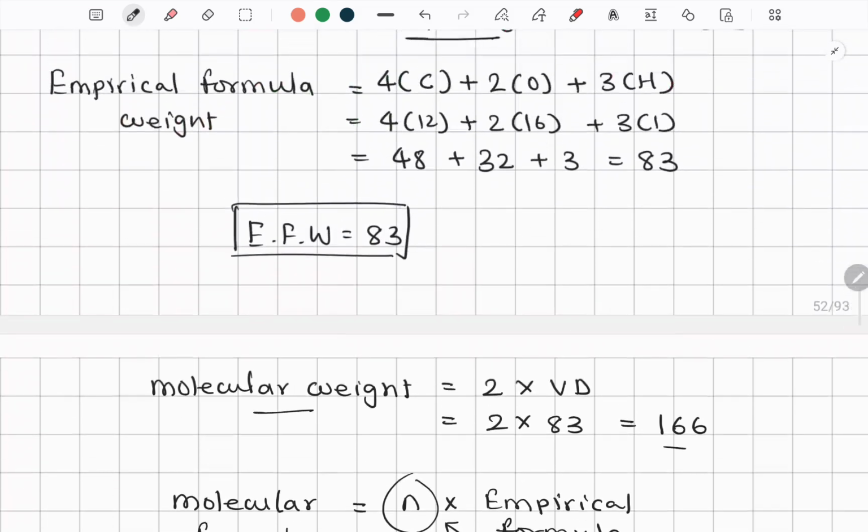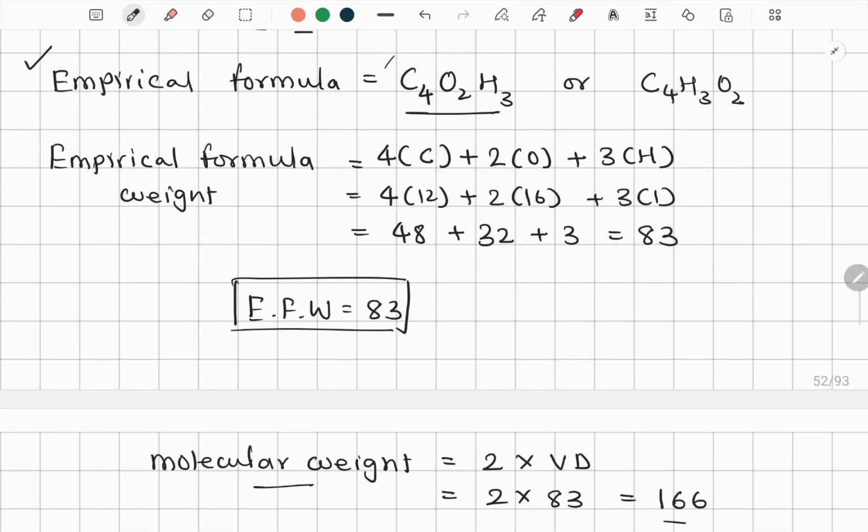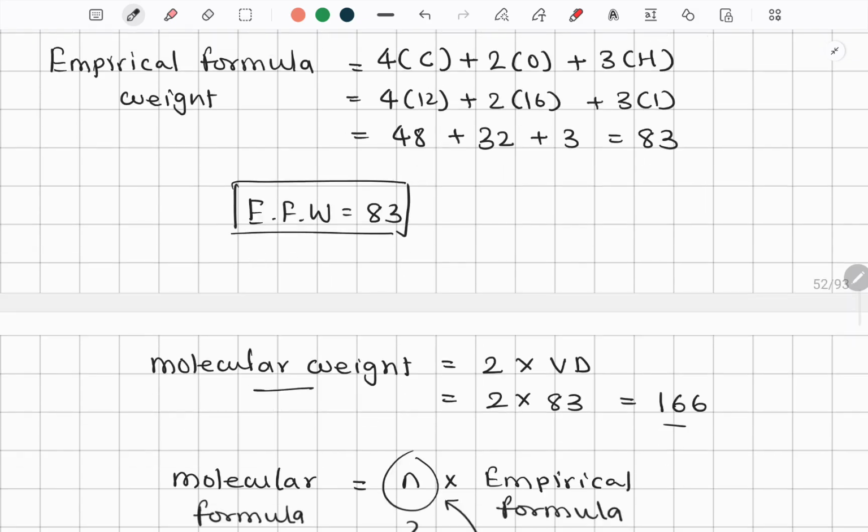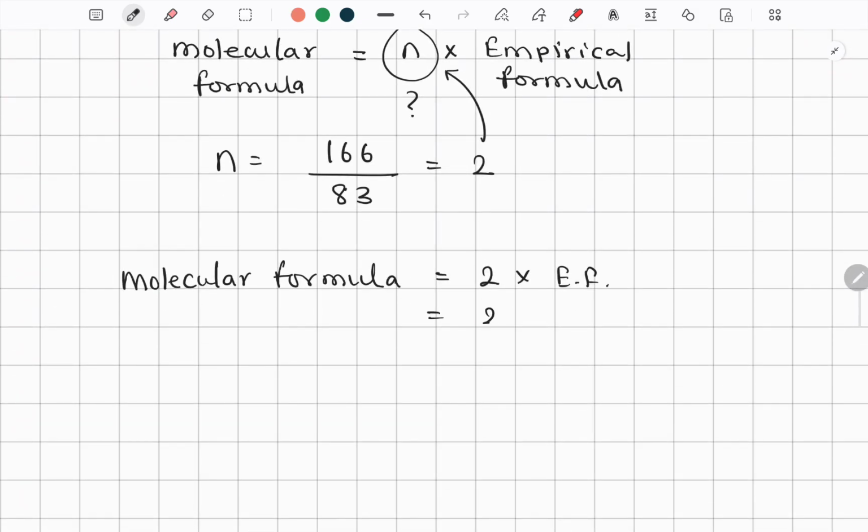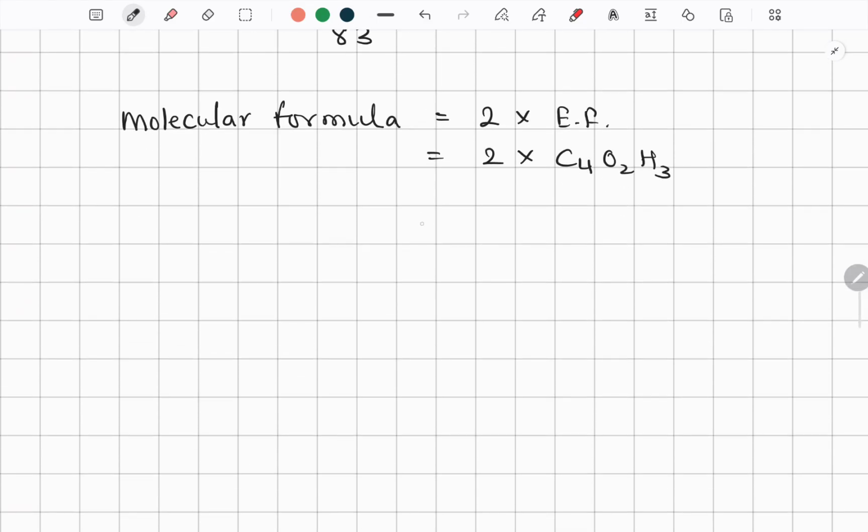But sir, what is the empirical formula? The empirical formula was C4O2H3. So 2 into C4O2H3 would become C8O4H6. So it's 4 to 8, 2 to 4, and 3 to 6. So this is nothing but the molecular formula.